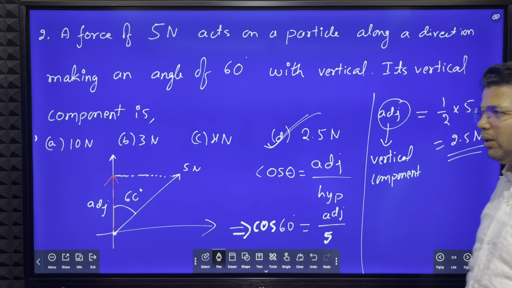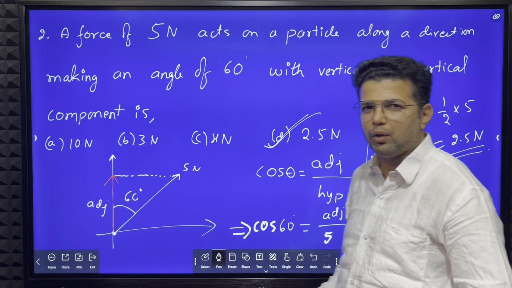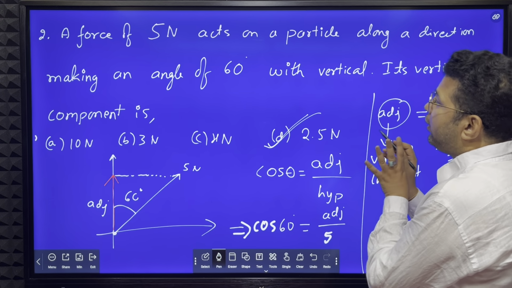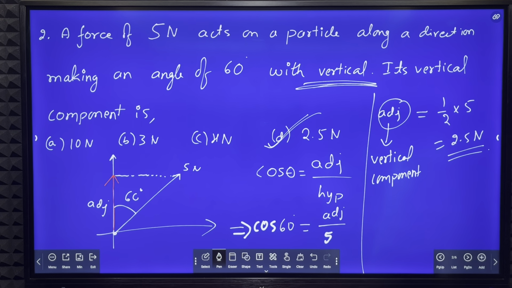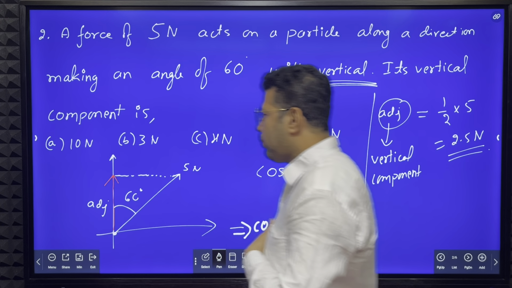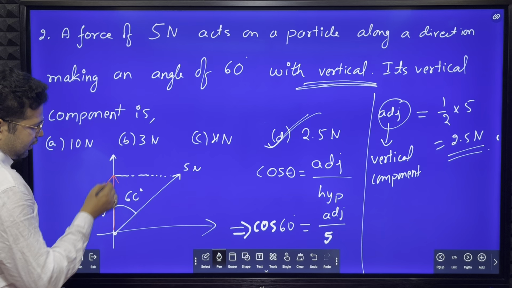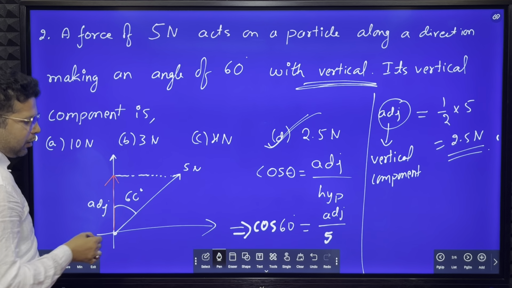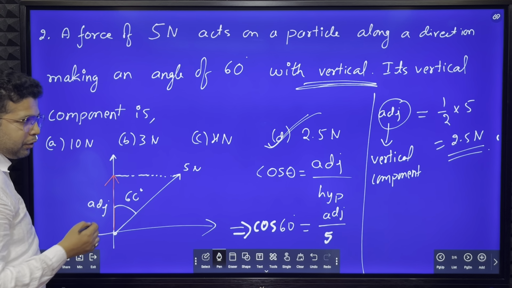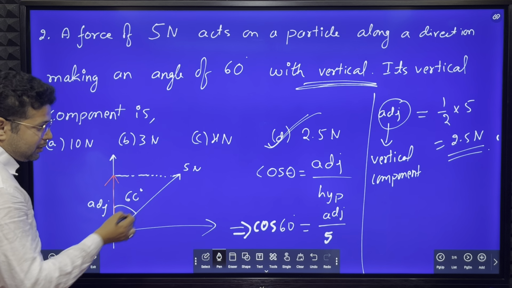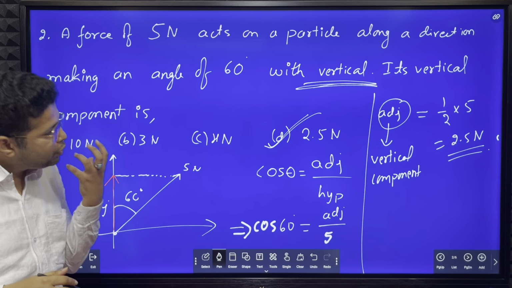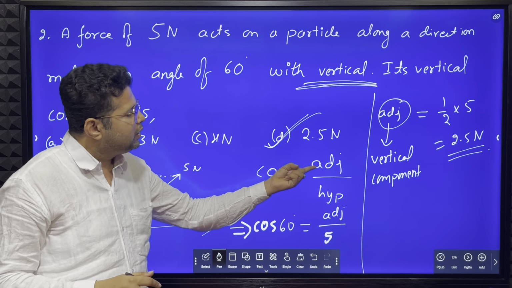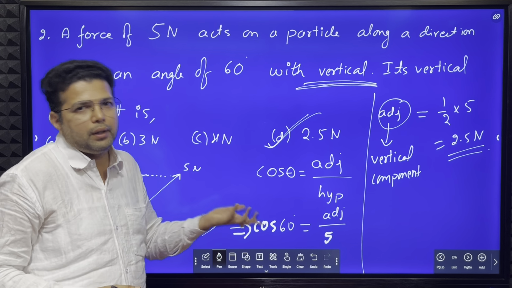We will write this angle 60 degree here. You have to concentrate on these words: making an angle of 60 degree with the vertical. So therefore the answer is 2.5 Newton. So here what we have to do? This is the vertical, so this will be the vertical component, and this is the hypotenuse. Hypotenuse is known to us, adjacent side is unknown. So we should use something in which there is adjacent side and hypotenuse, and that is cos theta.